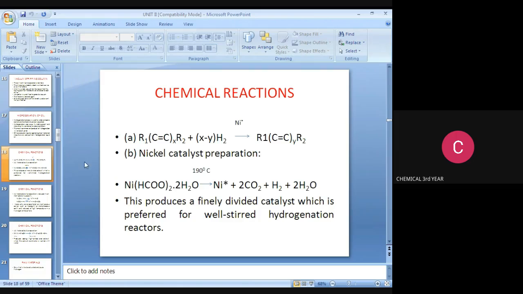So, what is the chemical reaction? First, R1 C double bond C of X R2 plus X minus Y H2, with nickel catalyst, gives R1 C double bond of Y R2. Nickel catalyst preparation.